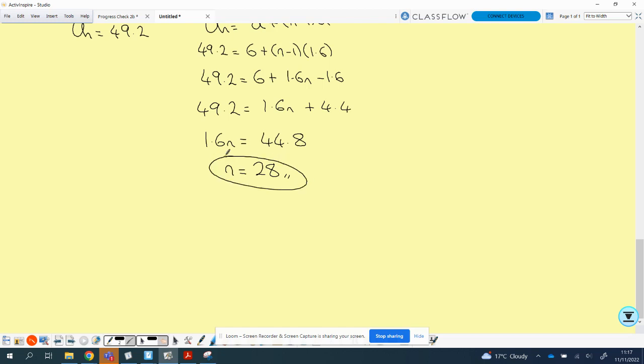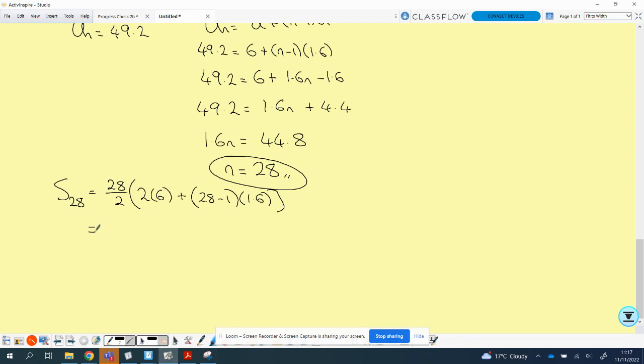So that tells me what value of n to put into my sum. So the sum of the first 28 numbers, remember it's n divided by 2, so 28 terms, that's 28 divided by 2, multiplied by 2 lots of A, so that's 2 lots of 6, plus n minus 1, so that's 28 minus 1, times d, which is 1.6.